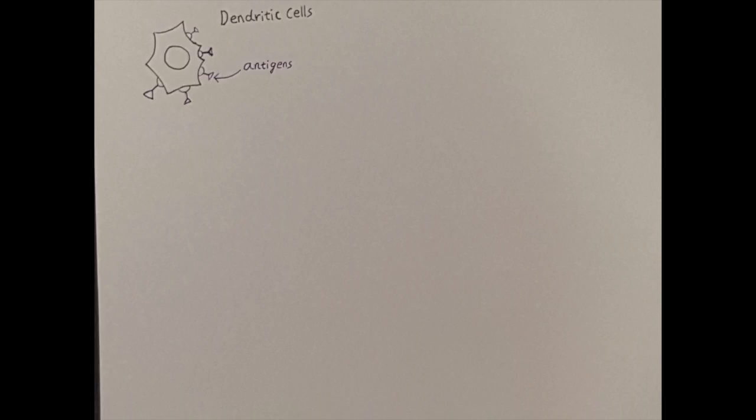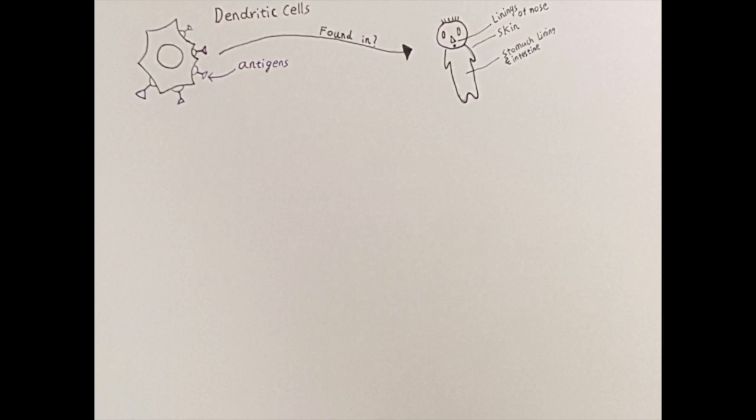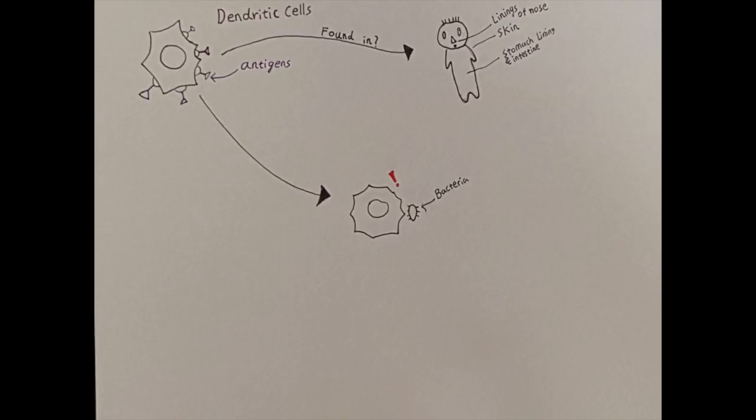Dendritic cells are a type of antigen-presenting cells of the immune system. They process antigen material and present it on their cell surface to T cells. Dendritic cells are found in tissue that has contact with the outside environment, such as the epidermis and linings of the nose, lungs, stomach, and intestines. Dendritic cells are often seen patrolling the body, looking for pathogens such as bacteria and viruses.